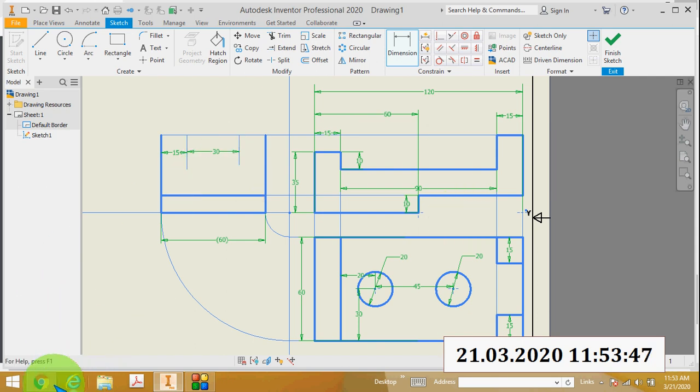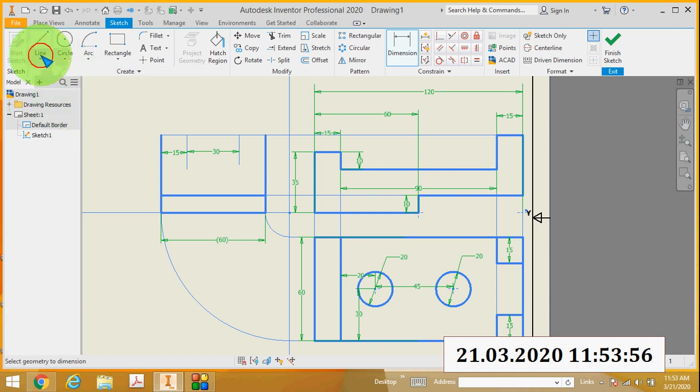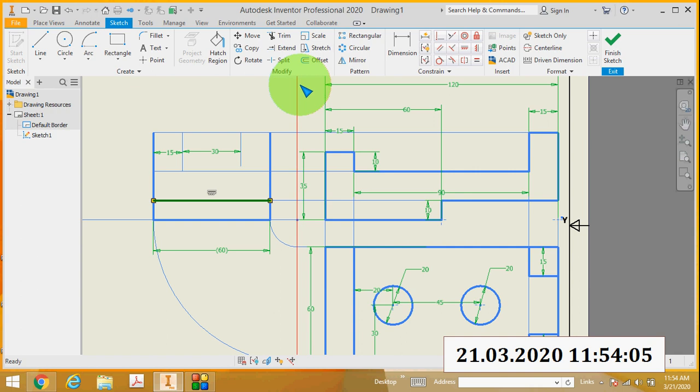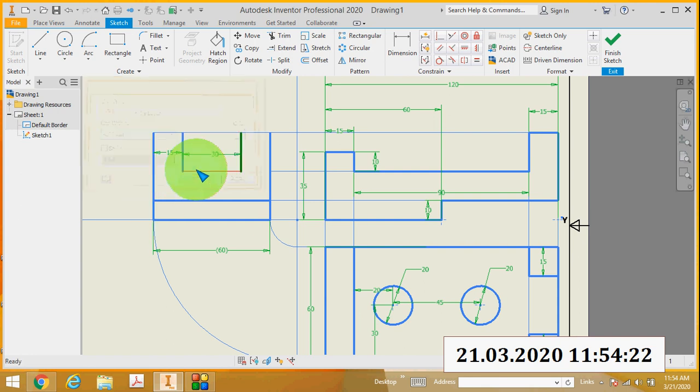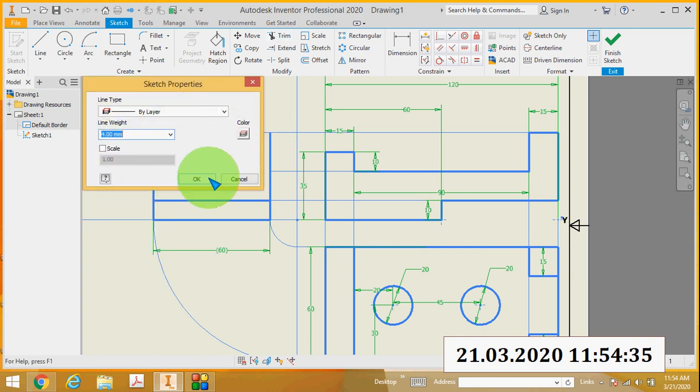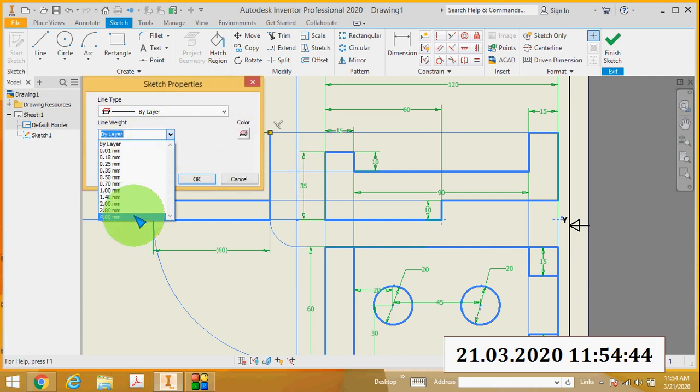Then you can see this is the U shape, and you just project this line up to here. Then you will get this base. So I will dark it. So here I will remove this portion. So here I will dark it. Okay, so this is the side view.